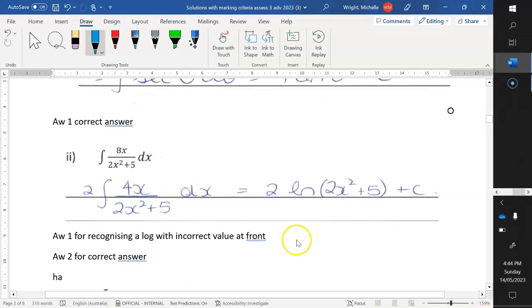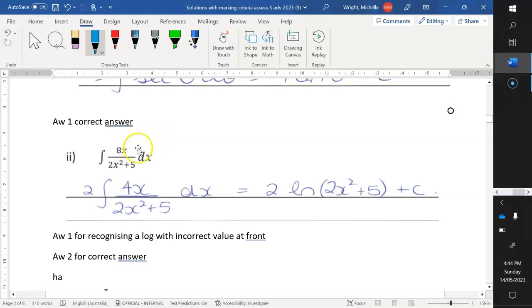Now this one here, you need to be able to look at a question like this and go, it's a log. What you could do is if you pulled that 2x squared plus 5 to the top line as a minus 1, and you tried to add 1 to the power, you're going to get a 0. So that also should tell you, oh, I can't do that.